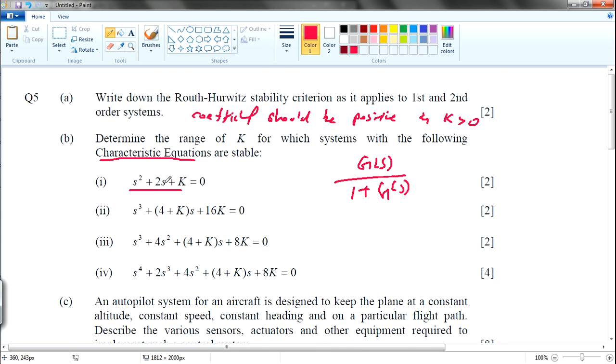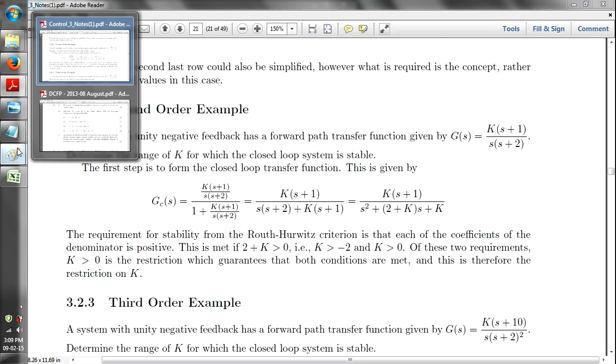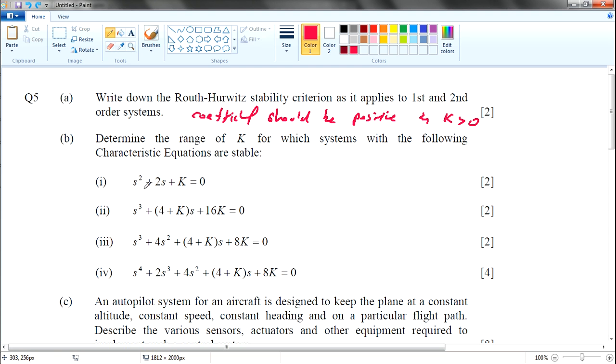In other words, they actually provided you with the denominator over here. Because typically you have to solve using the transfer function, and then you do the closed loop unity feedback, and eventually you get the denominator. But they give you the denominator itself, and you solve it yourself. So what are the ways to actually solve it? Using our Routh method.